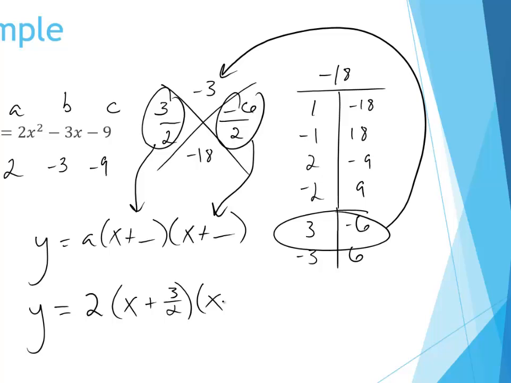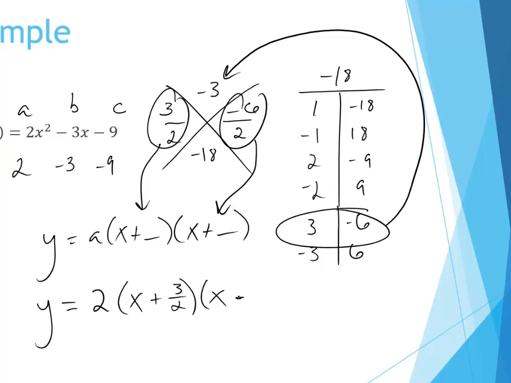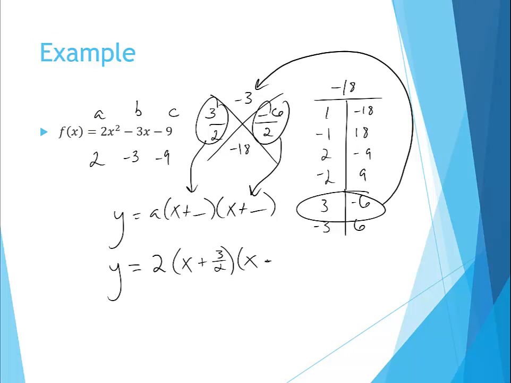Since we're adding a negative, make it subtract, so x minus, and then 6 divided by 2 is what? 3. Good job. Okay, now, this isn't done. We have a fraction right there, and we don't like fractions, okay? Let's go ahead and get rid of that fraction by distributing our a into that binomial, okay?